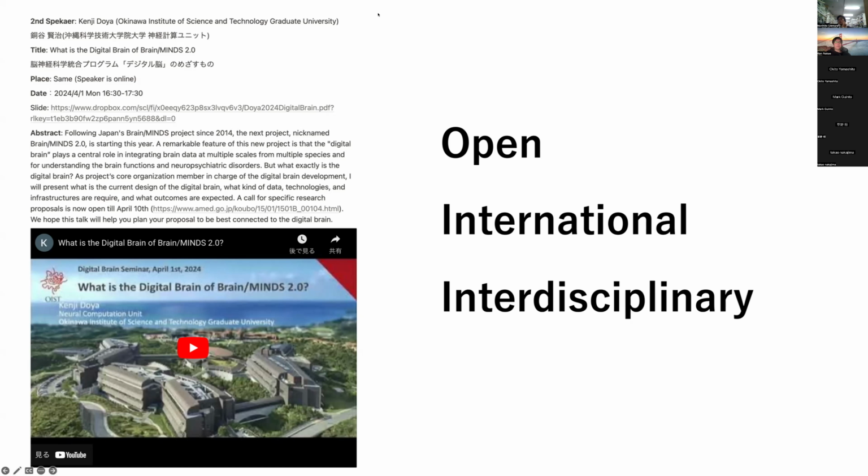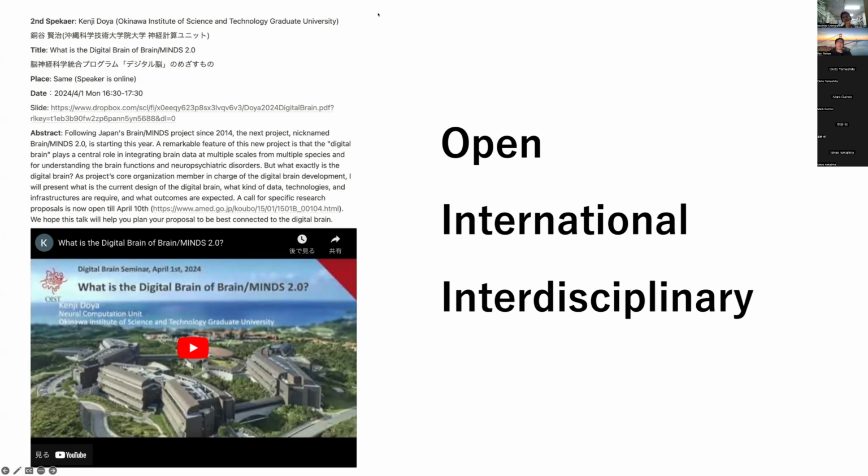And finally, this is the interdisciplinary. Firstly, this digital brain seminar started with mathematics and brain science collaborations, and this is very interesting for me. That means interdisciplinary work is more and more important in future, I think.